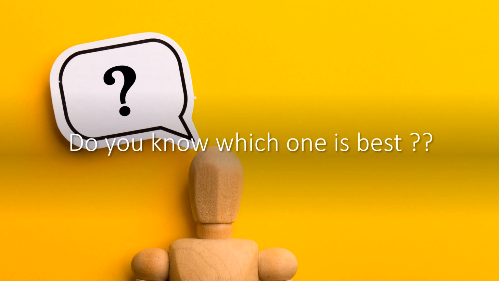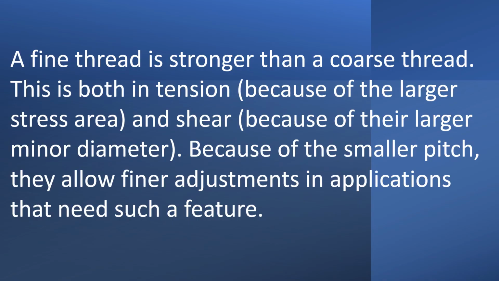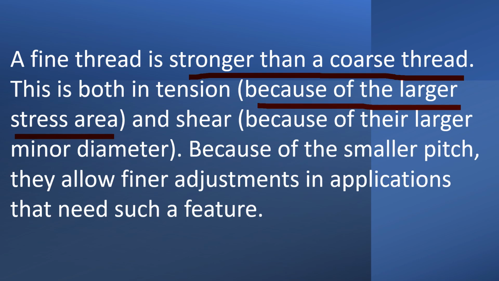So which one is best from coarse thread and fine thread? Unified National Coarse Thread, UNC, and Unified National Fine Thread, UNF. A fine thread is stronger than a coarse thread. Why? Because the pitch is less. If the pitch is less, then more threads will come, and more threads means more tensile strength. This holds in tension because of the larger stress area. The stress area is higher because there are more threads, so more threads will be engaged with the nut.